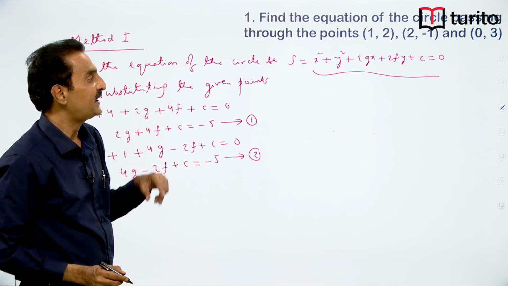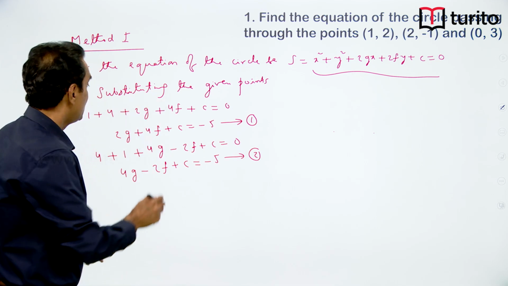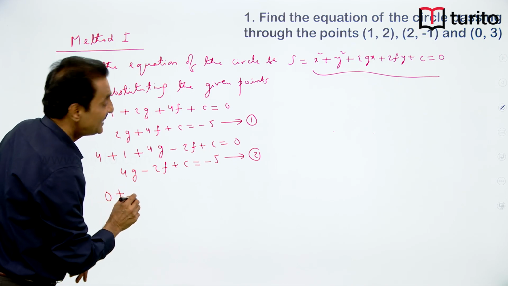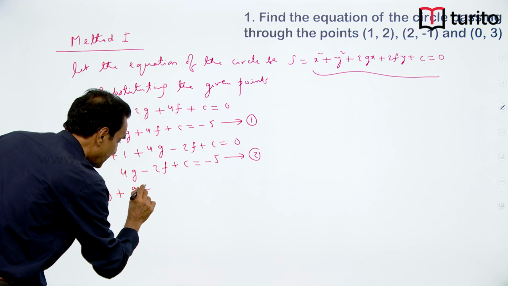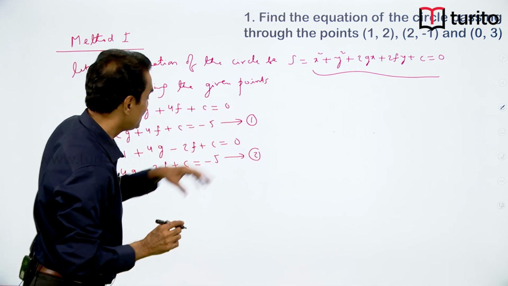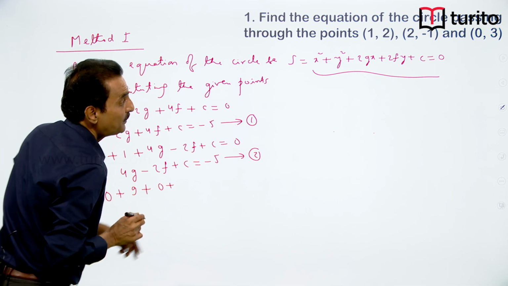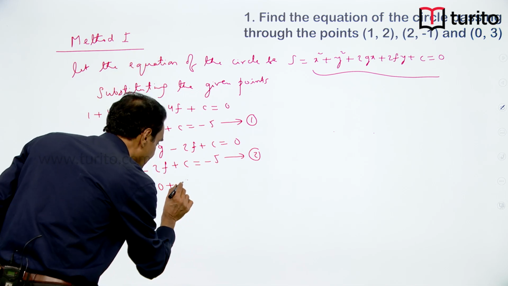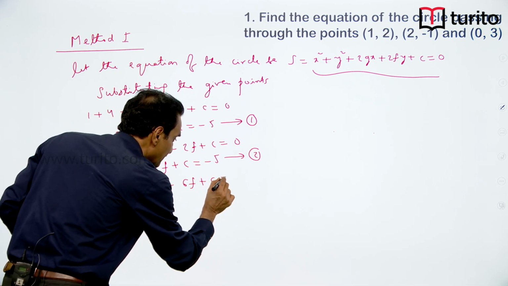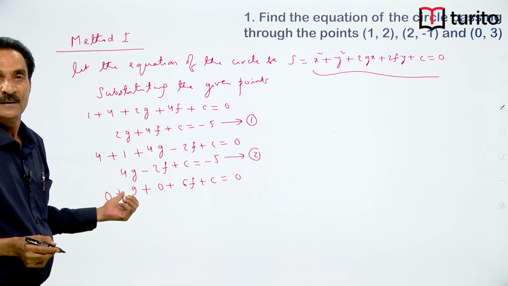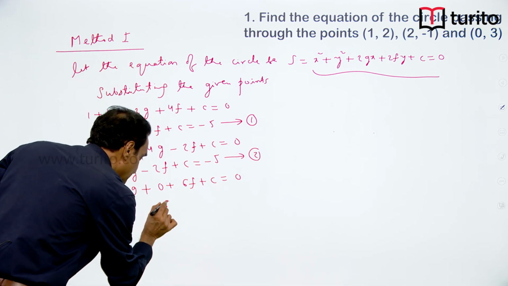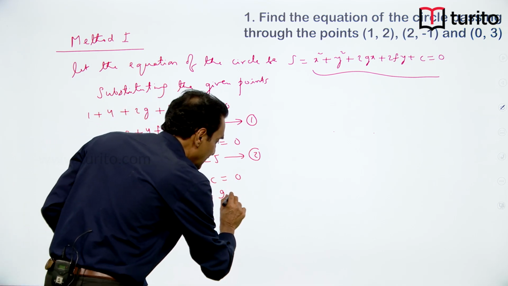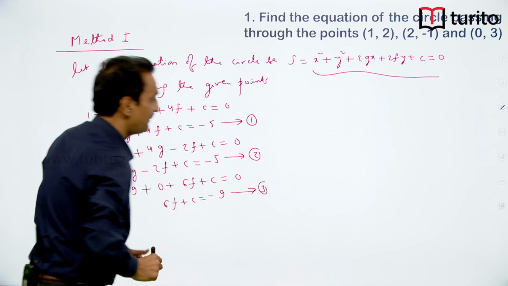Now substitute the third point, 0, 3. First 0 square 0 plus 3 square 9 plus 2gx is 0 plus 2fy will be 2f into 3, 6f plus c is equal to 0. Then we can write it as 6f plus c is equal to minus 9. Denote this by equation 3.